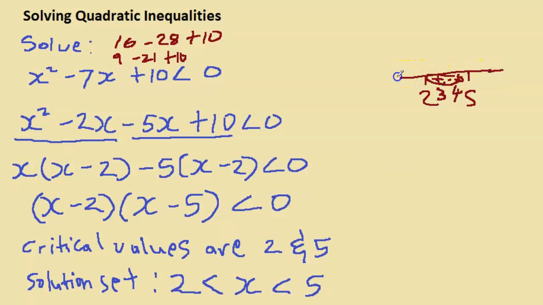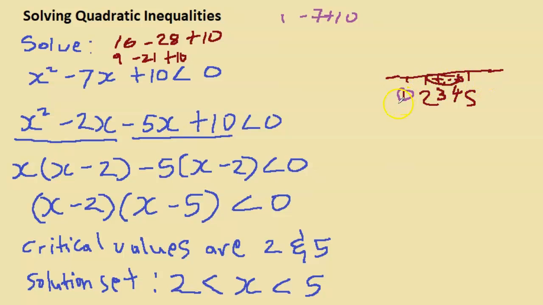Let's try 1. If we try 1, we substitute 1. 1 squared, that is 1. Minus 7 times 1, that's minus 7. Plus 10. What is that? The 1 and the 10 give me 11. 11 take away 7, that's 4. And is 4 less than 0? No. Alright? So 1 will not be a part of the solution.